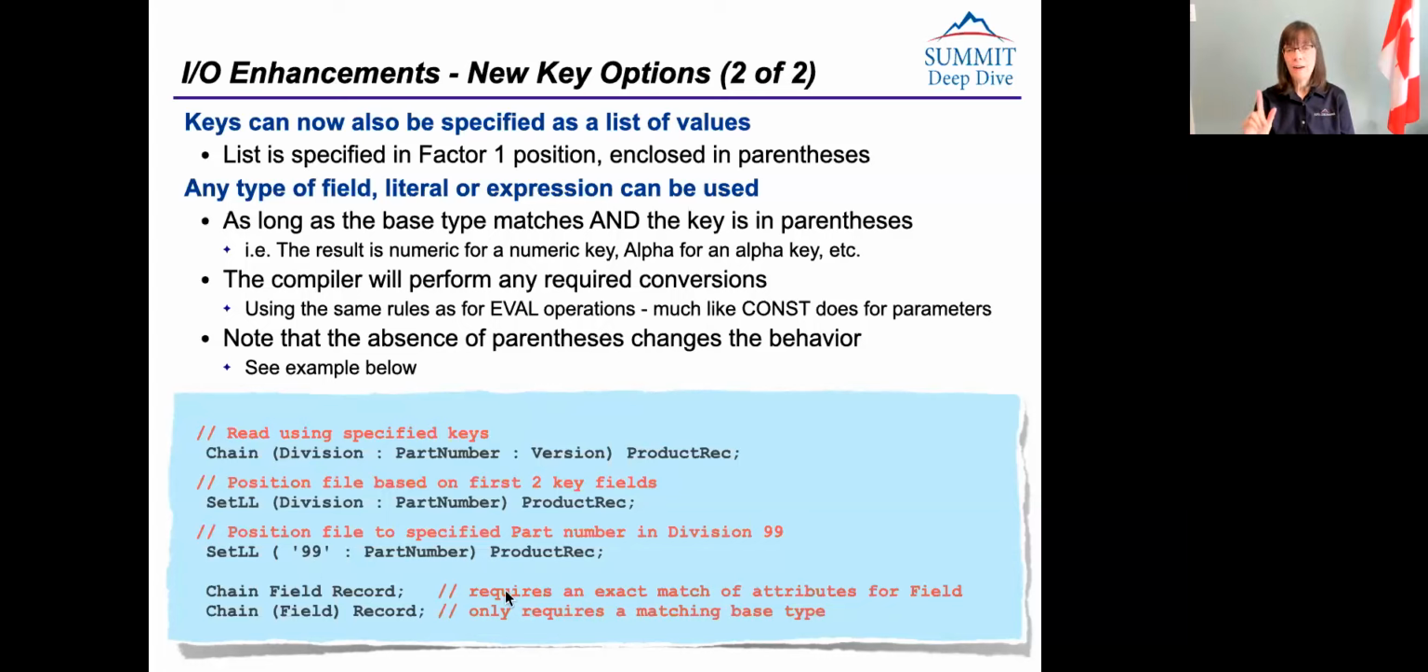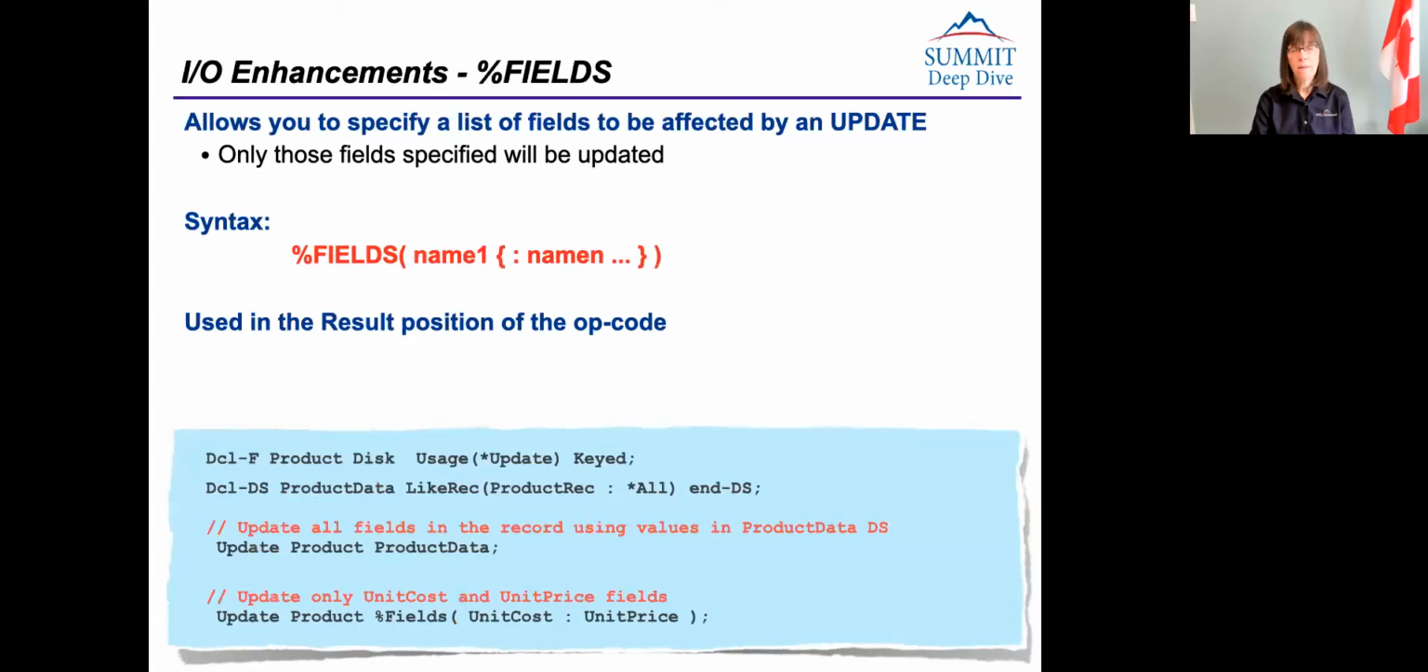One thing that I didn't learn until fairly recently is that there's a difference, let's say there's only one key field, between whether you put it in parentheses or not. If you have multiples, you need to put them in parentheses, but if there's only one, there is a difference. If you don't put it in parentheses, it's going to require an exact match of the attributes for the field: same length, exact data type, and all of that. Whereas if you put it in parentheses, it's more forgiving, shall we say, in that it just needs to be the same sort of base type. It needs to be numeric, but if you put it in packed and the other one is zoned, they'll figure that out. So that's a nice way of doing that.